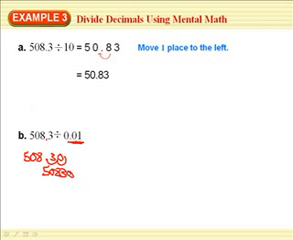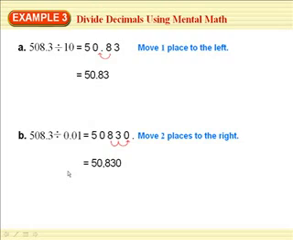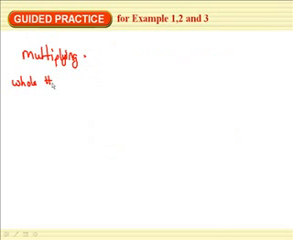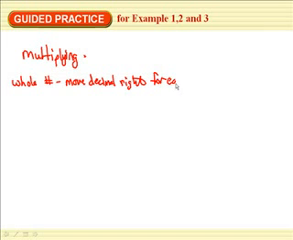Okay, so let's do this. Let's make a note here before we do the guided practice. I want you guys to write this. There's basically 4 things that we learn. Okay, first there's multiplying. Let's make ourselves a little cheat sheet that we can look at. When you multiply by a whole number, you move the decimal, I'm going to double check, to the right for each 0.